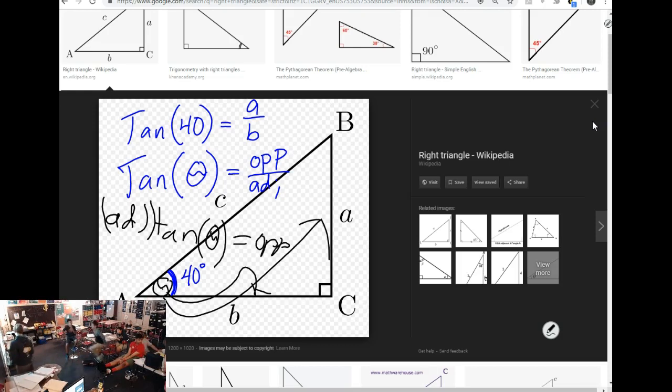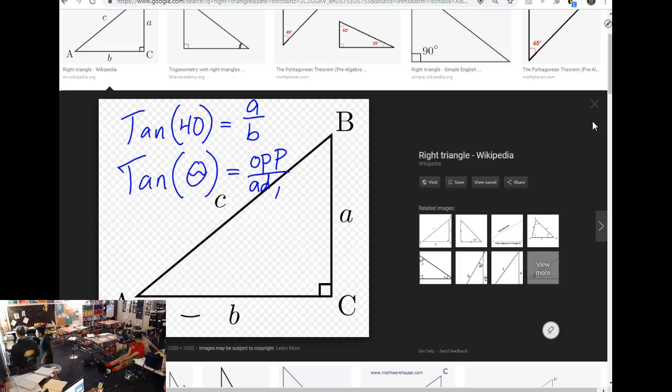Okay, I got it. No, I don't want you to explain. Let's say this is 40. Would it be tan 40 equals 5 over 4? Let's say this is 5 and this is 4. No, it's not that simple, because there are side lengths.